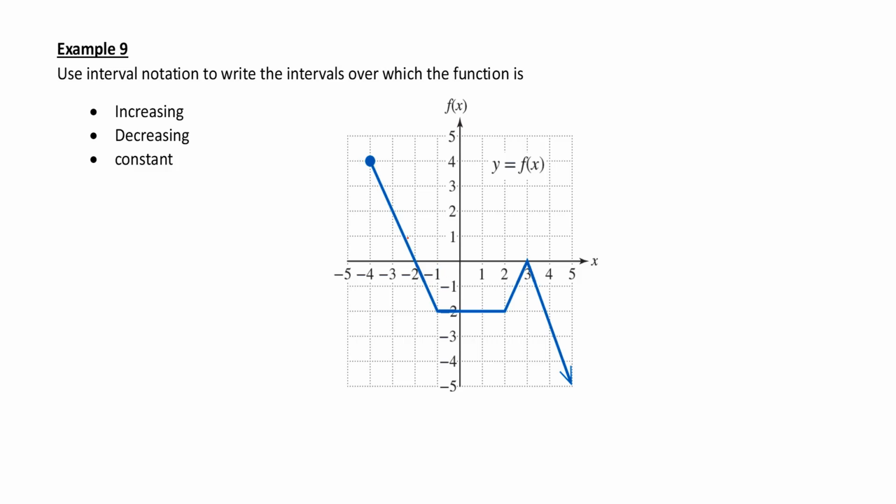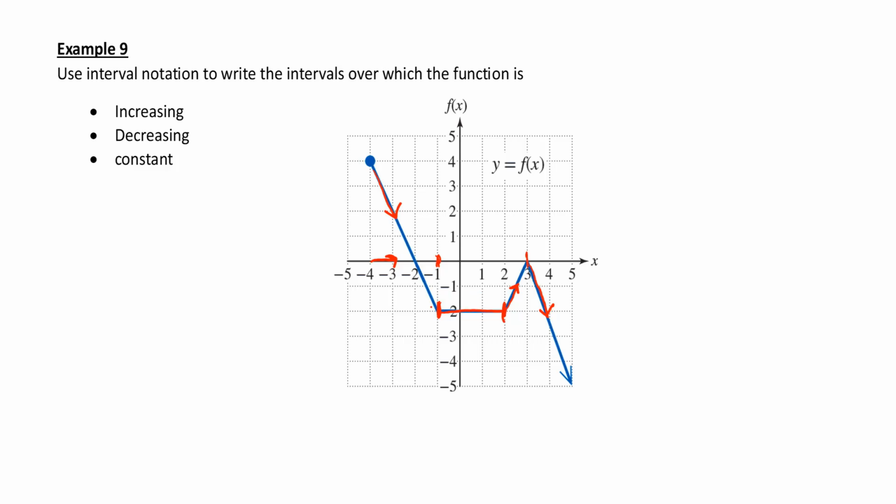If you look at the graph, what is it doing? Going left to right on the x-axis, as you start at -4 for x, the function is decreasing. It's going down. As x is going up, y is going down. Once you get to -1 on the x-axis, the function starts to be constant, stays the same until you get to 2 on the x-axis, and from 2 to 3, the function is increasing. And once you get to 3, the function starts decreasing again. So we're going to write intervals for when the function is doing different things.